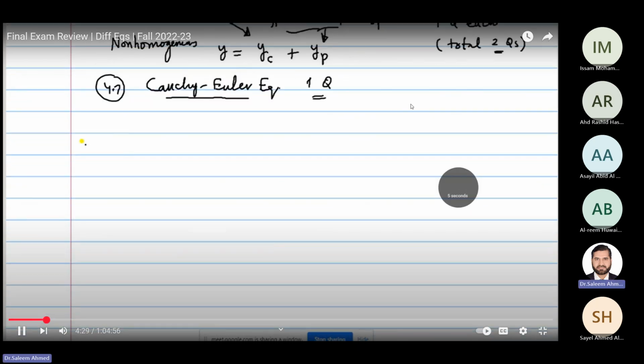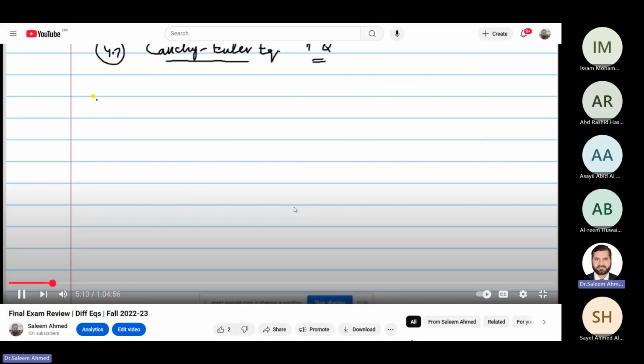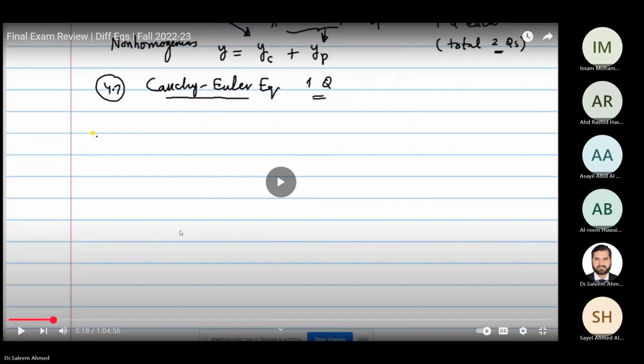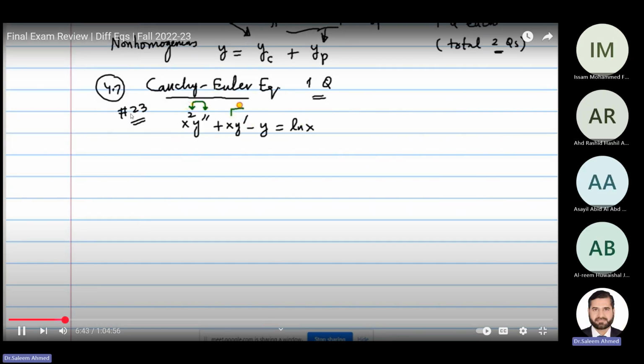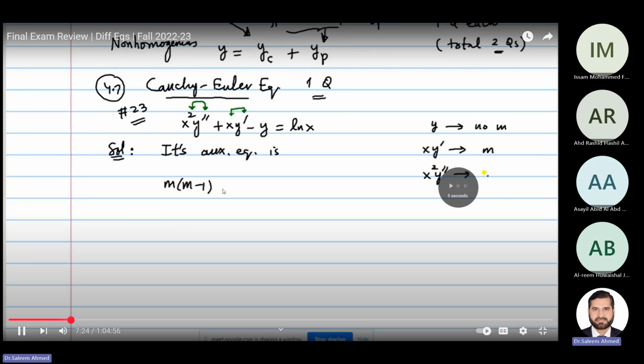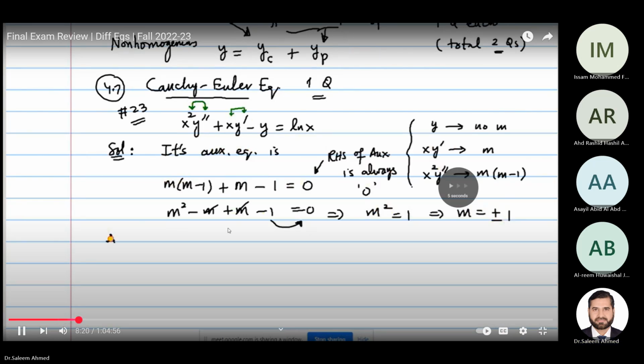So this 4.7 is not included for us. Then we have a question from chapter 7, total 2 questions. So it's very similar to what is given here. Right, so you can skip this part. 4.7, you can skip this.